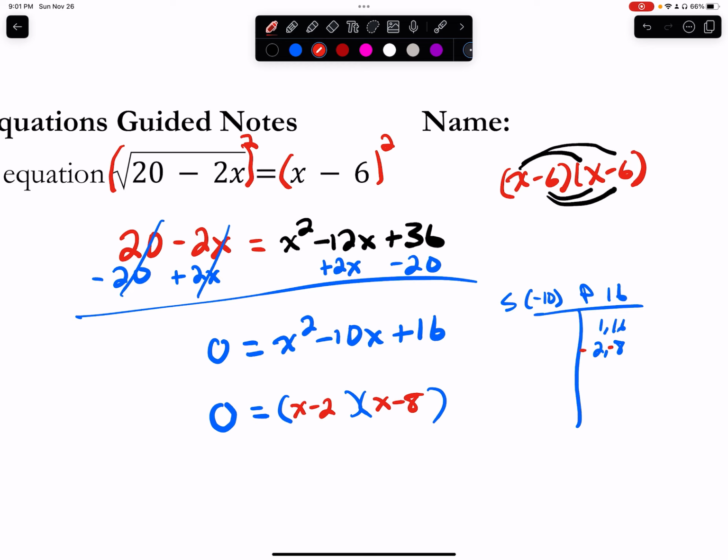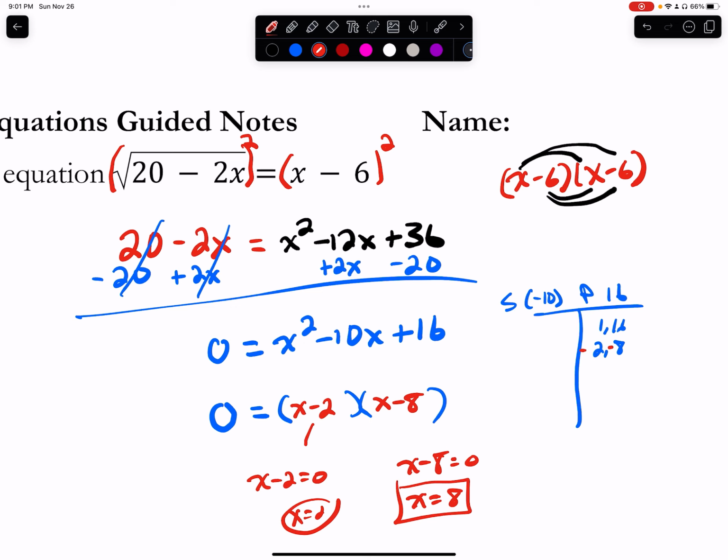Now that I know that's true, I can solve our equation. I know that x minus 2 is equal to 0, or x minus 8 is equal to 0. Solving both equations, we've got x is equal to 2, and then x is equal to 8.